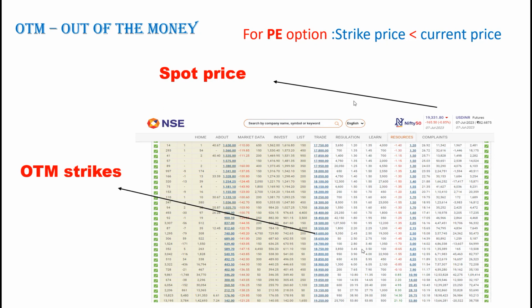Out of the money for put option, that is strike price less than current price or spot price. Say for example, Nifty spot is 19,330 and the strike price which is less than 19,330 is called the OTM strike price for put option. So here we can say that 19,250, 200, 19,150, 100, 19,100. These are all the OTM strike prices for put option.